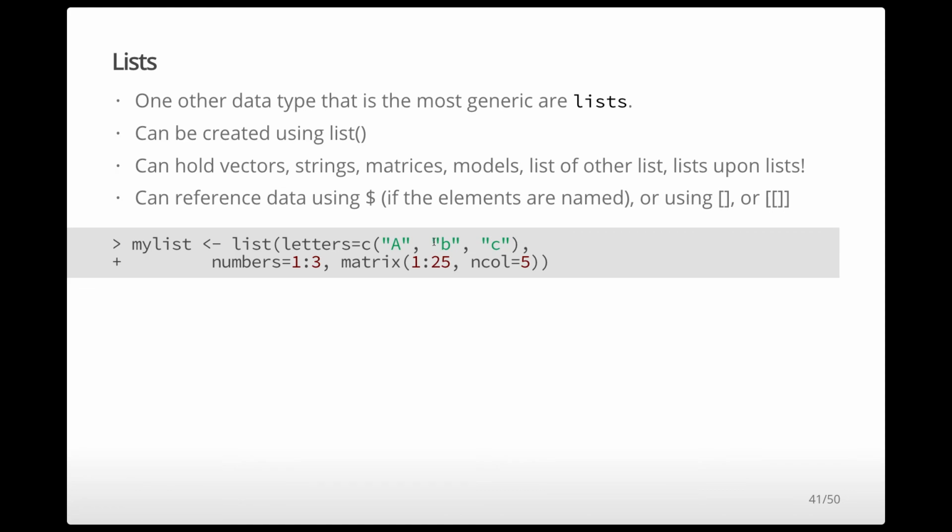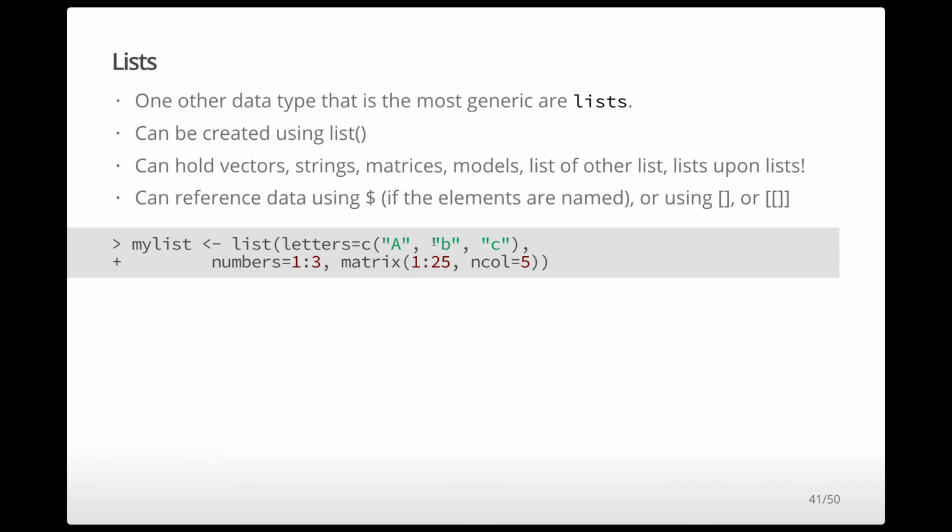So again, lists are this general tool, this general container of things. You won't have to construct a list in your day-to-day for mostly anything, but here's an example. You say letters equals A, B, and C, numbers equals 1 to 3, and then a matrix. So this is a named list where the names are letters, numbers, and then nothing. The first element in the list is a character vector. The second element of the list is a numeric vector. The third element of the list is a matrix.